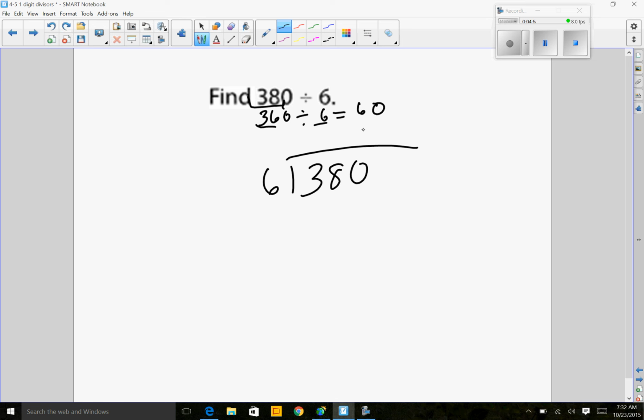So I know my number is going to start in the tens place. And again, when I'm done, I should have a number over the 8 and I should have a number over the 0. So 6 goes into 38, and it goes in 6 times.